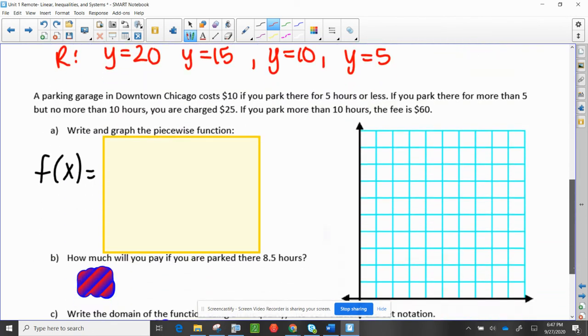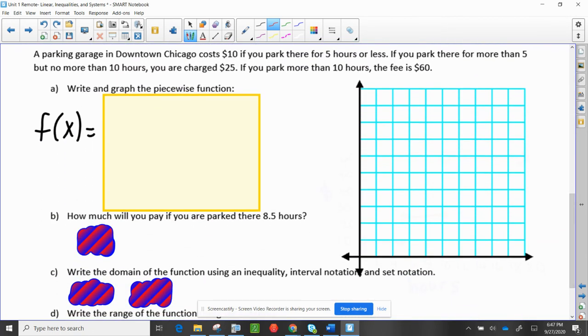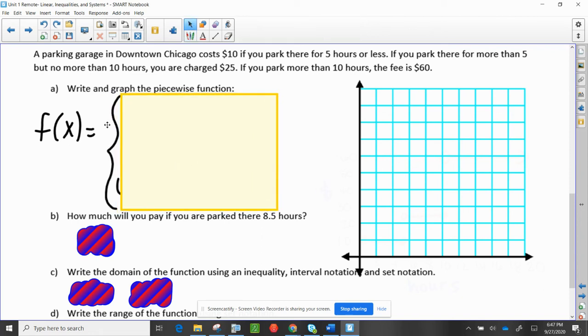So you guys are going to try this last one. That says a parking garage in downtown Chicago costs $10 if you park for 5 hours or less. If you park there for more than 5 hours but no more than 10 hours, you're charged $25. And if you park for more than 10 hours, the fee is $60. So start first by writing what's that piecewise function. How would you write that? So I'm calling it f of x. So draw your big bracket and then put in your values and your intervals there and see what you get.